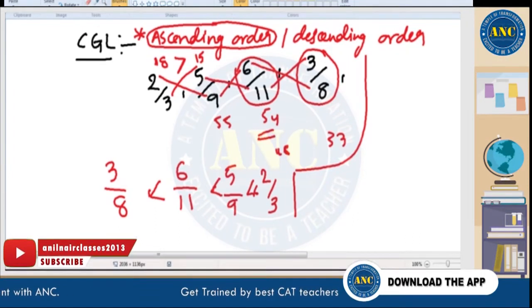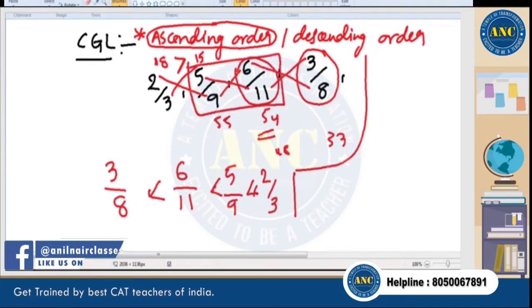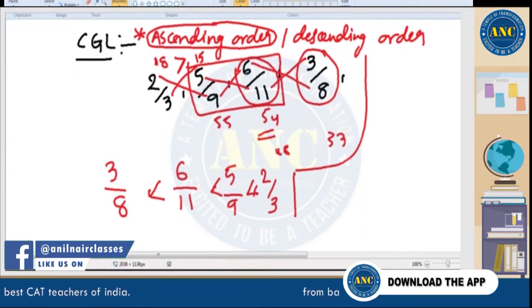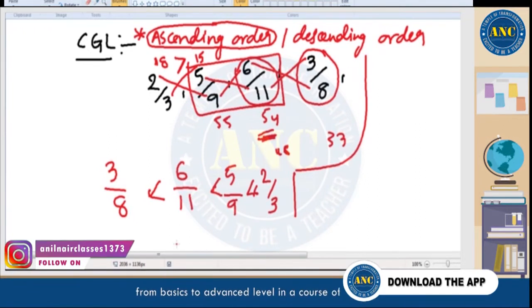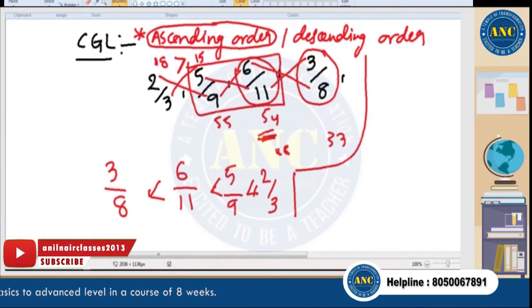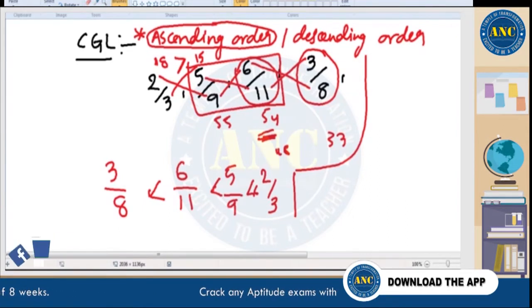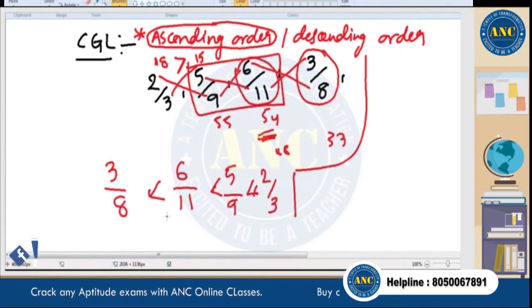Meghna, I think you made a mistake between 5 by 9 and 6 by 11. Please check it out. 11 5s are 55, 9 6s are 54. 54 is the least one. Means 6 by 11 is lesser than 5 by 9, Meghna. First it should be 6 by 11 and then it should be 5 by 9. Okay, sir. So this is one good hint.